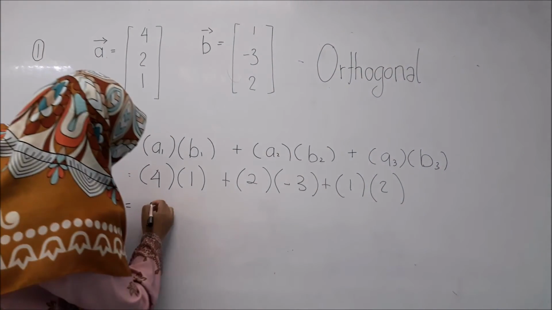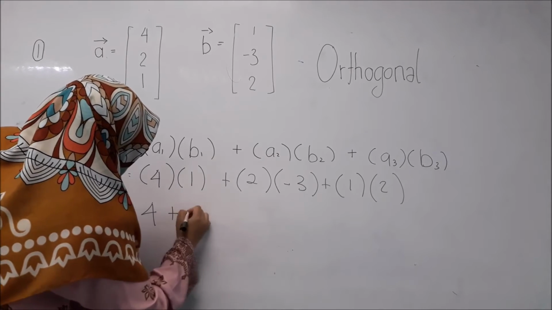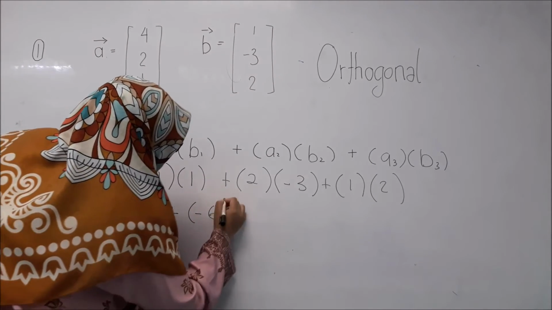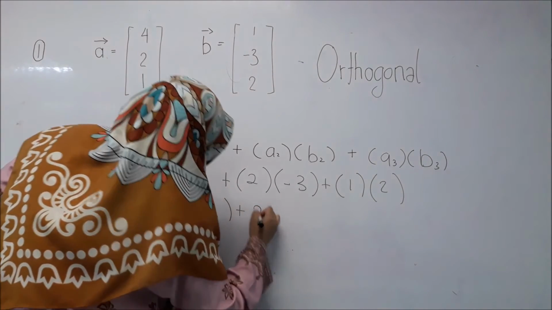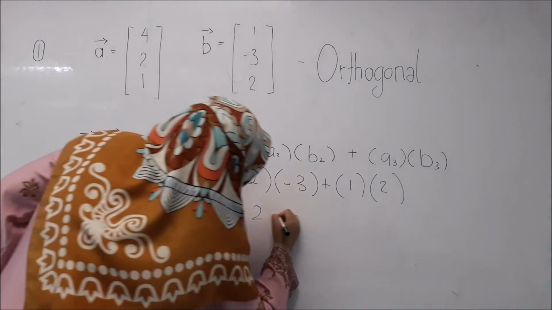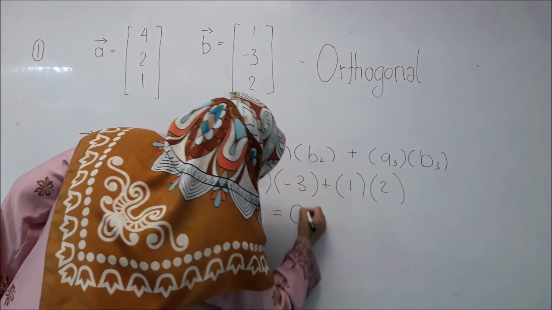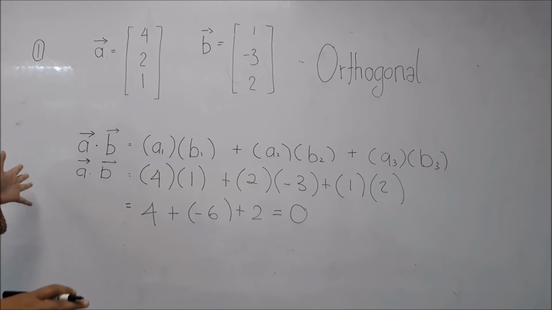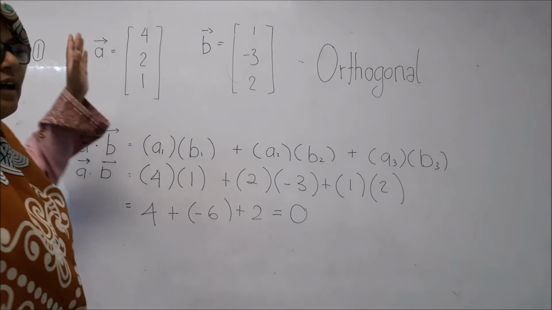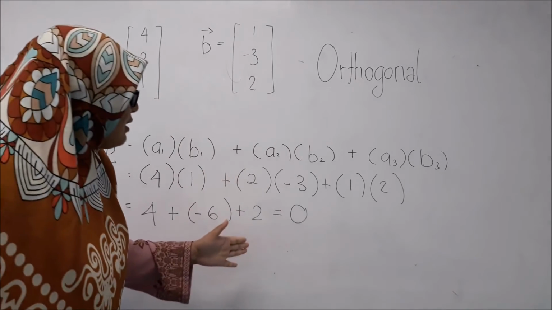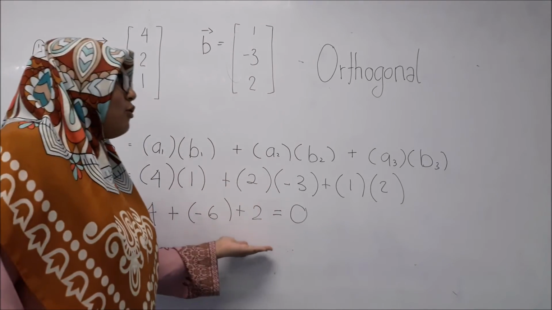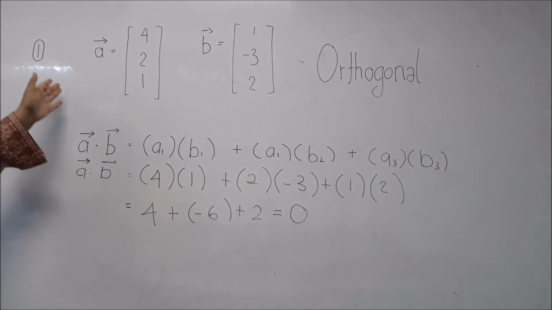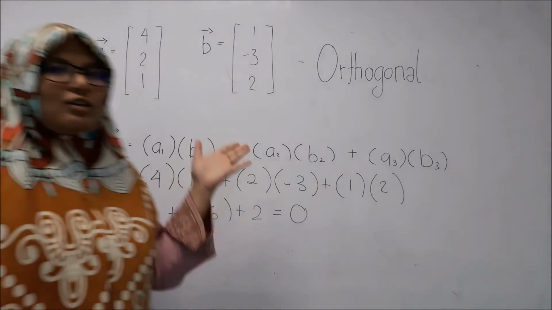So we are going to get 4 plus -6 plus 2. This is equal to 0. So in this particular case, vector A dot vector B gives 0 as the answer. This means that vector A and vector B are orthogonal.